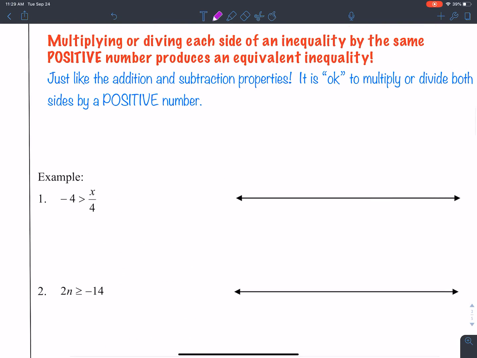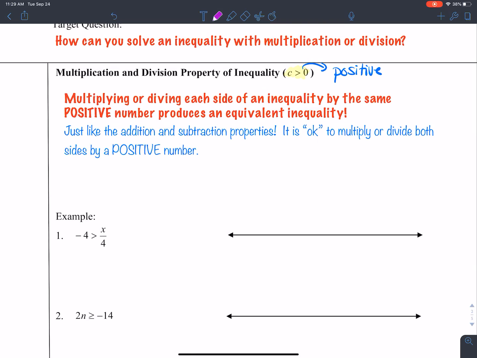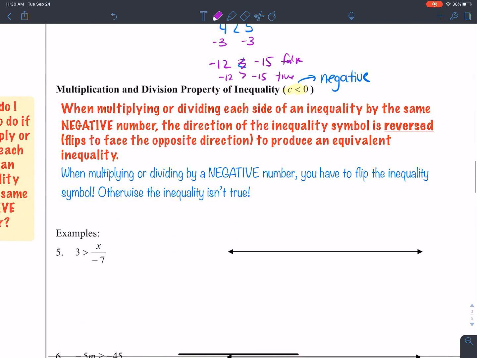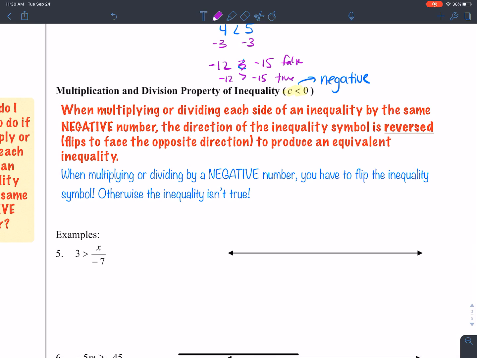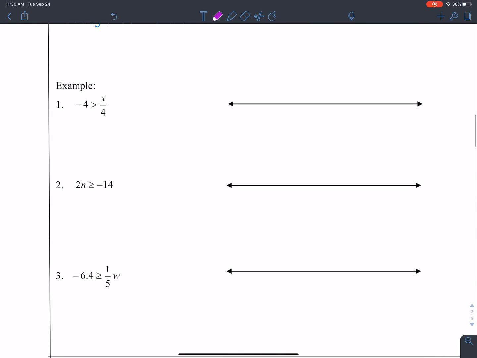So those are two types of problems that we're going to do today. And all you need to ask yourself is, am I multiplying by a positive or am I multiplying by a negative? If we're multiplying by a positive, pretty much nothing happens. If we multiply by a negative, we just have to remember that we need to flip that inequality sign. Otherwise, our inequality is no longer true. So let's do a few examples here.